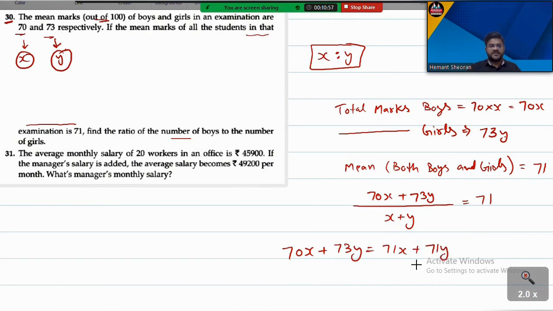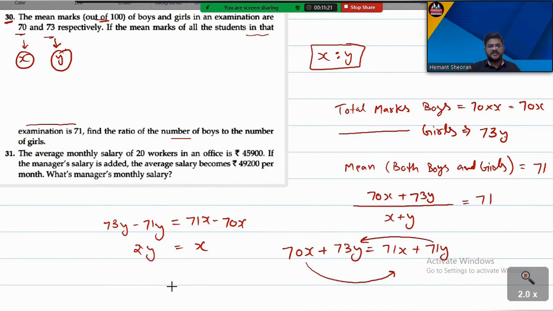Now, if I take y to the left side and x to the right side, I will move this to this side and this to this side. So we will get 73y minus 71y is equal to 71x minus 70x. This is just x and this is just 2y. They're asking for the ratio x to y, so take the 2y to the denominator. It will be x over y, and over here it is just 1, so x over y comes out to be 2 ratio 1. Get it?